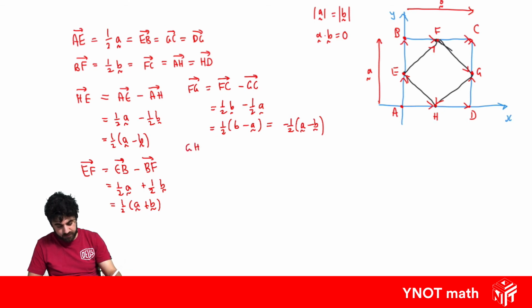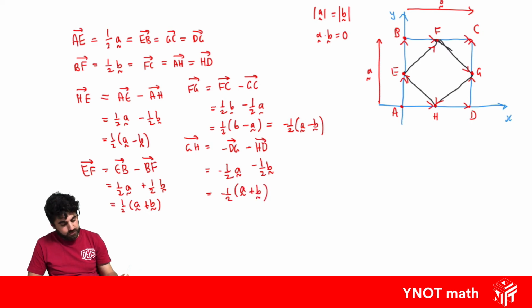Let's get an expression for GH. This is going to be minus DG minus HD. So we get minus a half A minus a half B, and we get minus a half of A plus B. And they're all the four side lengths of our quadrilateral formed inside the square.